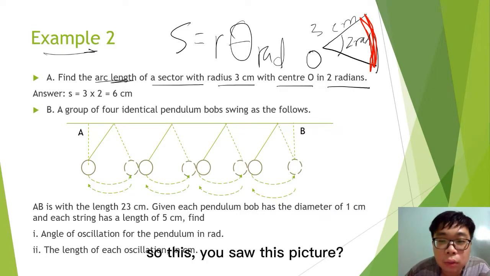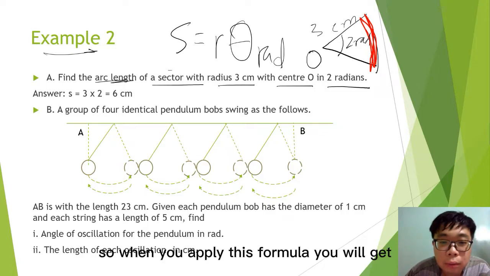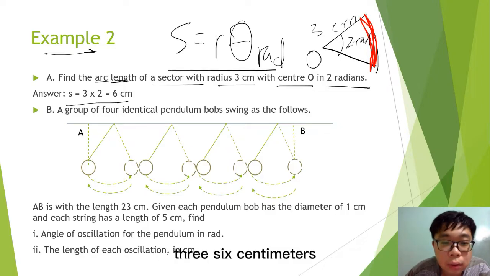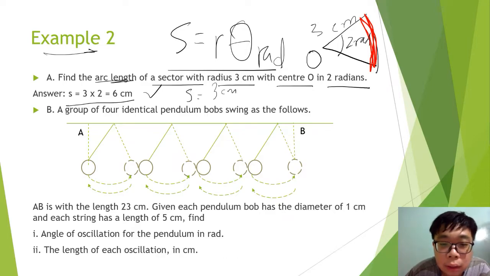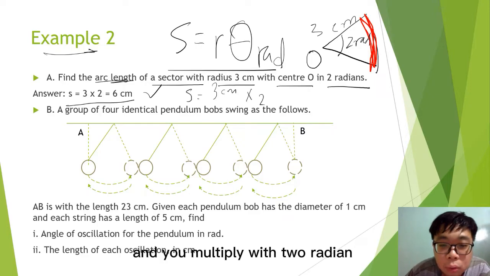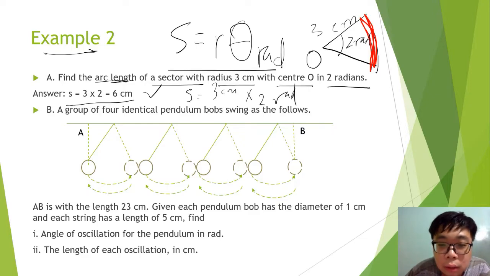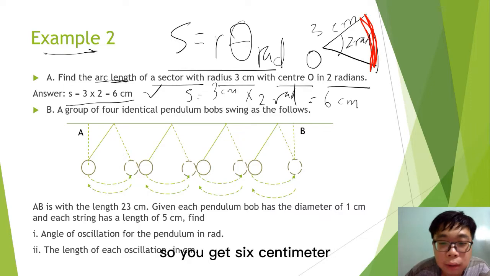So you saw this picture. When you apply this formula, you will get 6 centimeter. You can see here, S equals 3 centimeter multiplied by 2 radian. So you get 6 centimeter.